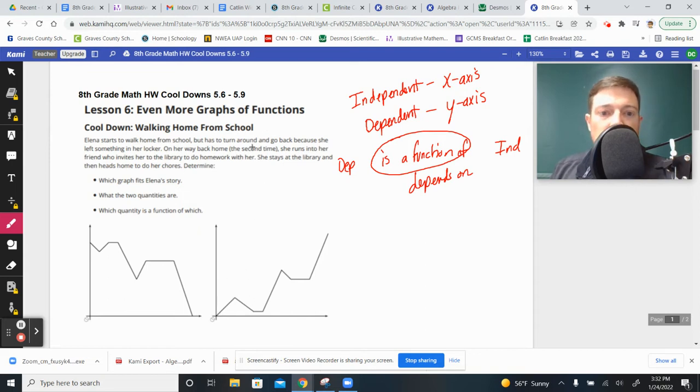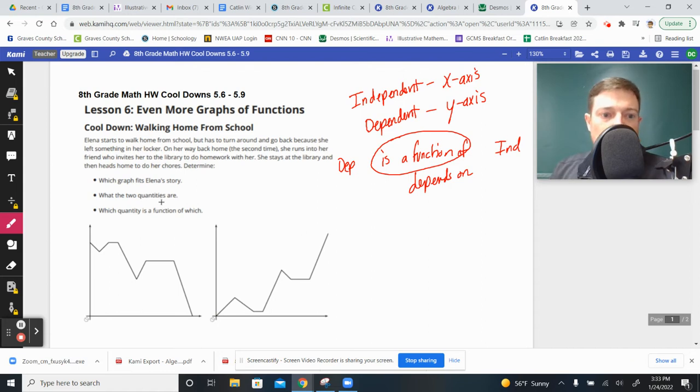Let's continue the story. Because she left something in her locker, on her way back home the second time, so she's still continuing back home, she runs into her friend who invites her to go to the library and do homework with her. So that would be on the way home the second time. She runs into somebody here, and they say, hey, let's go to the library. So they turn around and walk back to the library to do work. Well, that could also be represented here. As I come back, do I pause and talk to that friend, then walk away, turn around and go to the library, and then finish my way back home?